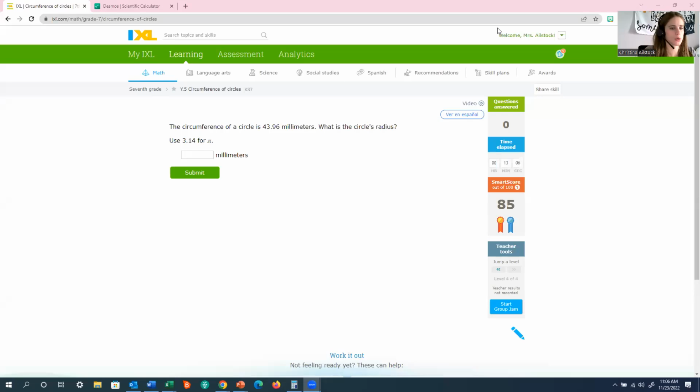All right, here we have our final problem that we're going to do together. So the circumference of a circle is 43.96 millimeters. And this time we are being asked to find the radius, but we're going to continue to use 3.14 for pi. So if we're being asked to find the radius, let's go ahead and use our circumference formula that includes radius. So circumference is equal to 2 times pi times our radius.